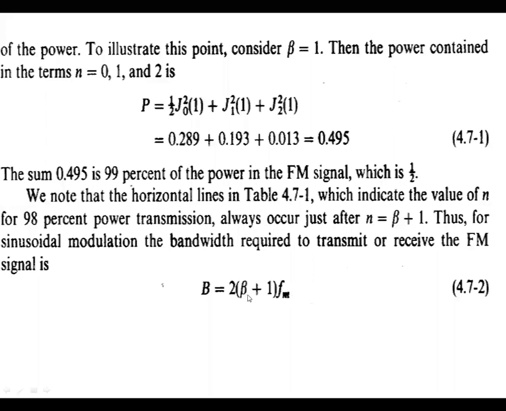2 into FM only. So in AM, it is 2 into FM. Whereas in frequency modulation, it is 2 into beta plus 1 into FM. The beta plus 1 factor is added, so the n value is added. The only difference between AM and FM bandwidth: AM bandwidth is 2 FM, and FM bandwidth is 2 NFM.